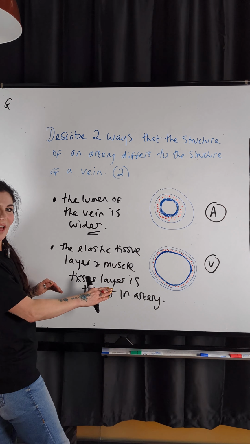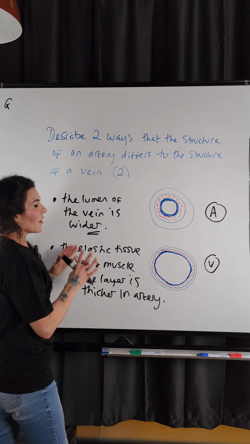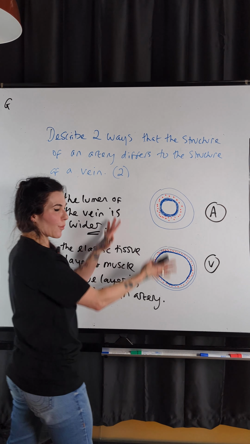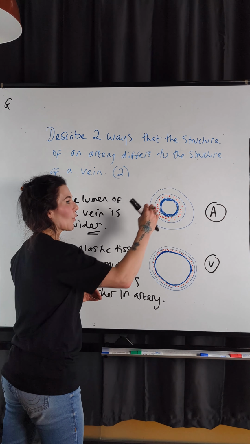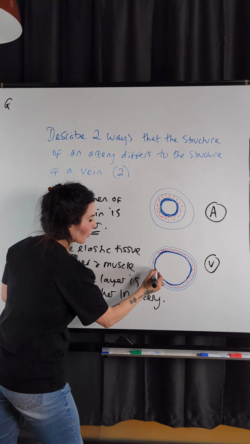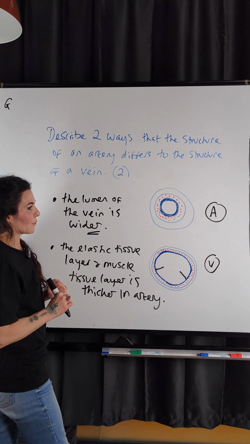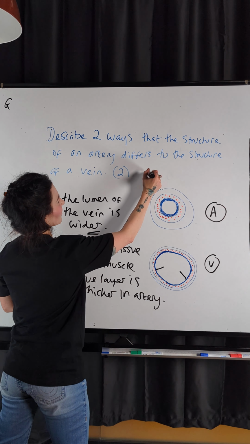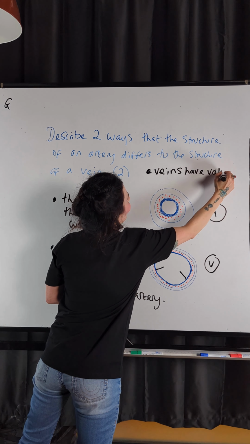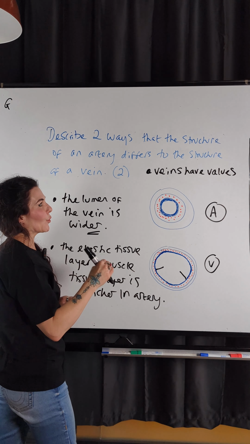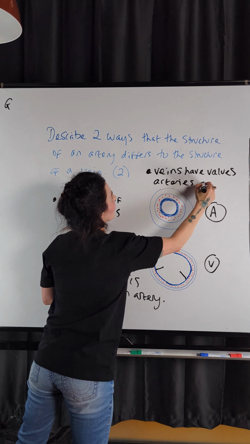So the elastic tissue layer and the muscle tissue layer is thicker in the artery. There is one other thing you could say. I've not put it in my diagram, but arteries generally don't have valves within their structure, whereas veins do. You could include that if you are missing a point, you can't think of a second point. We could add that in. Let's write it up here. But because we're doing a comparison, it's important to say veins have valves, arteries do not.